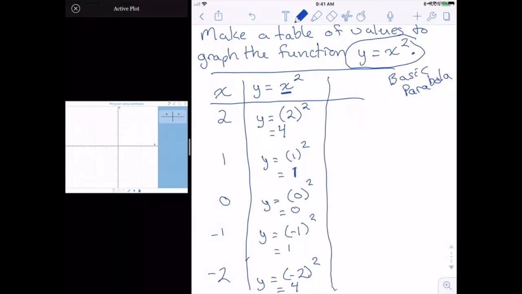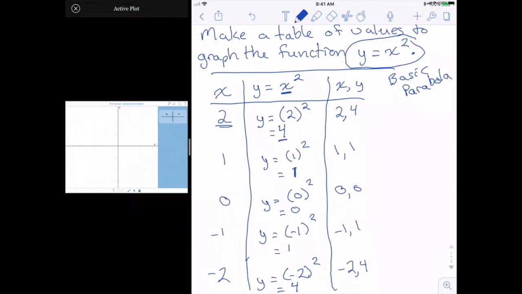So these are basically the coordinates for points that you can put on your graph. So you don't have to do this, but you could have another column that lays out what the xy coordinates are, kind of in a neater way. So the xy coordinates for this point would be 2 and 4. So I'm taking just the 2 from the x and then the 4 that we calculated. 1 and 1, 0 and 0, -1 and 1, and then -2 and 4.